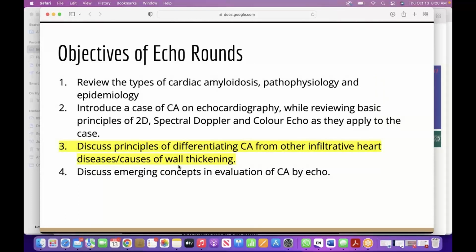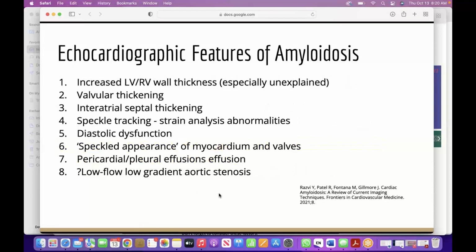So I'll discuss principles of differentiating cardiac amyloid from other infiltrative heart diseases and causes of wall thickening. Essentially, there are a few features in the literature over the years that have come up as concerning for cardiac amyloidosis. Increased LV and RV wall thickness is one of those significant features. However, there are many different causes of a thickened myocardium, and seeing this alone would not be sufficient to make a diagnosis of amyloidosis, given that it is one of the more rare causes of wall thickening.